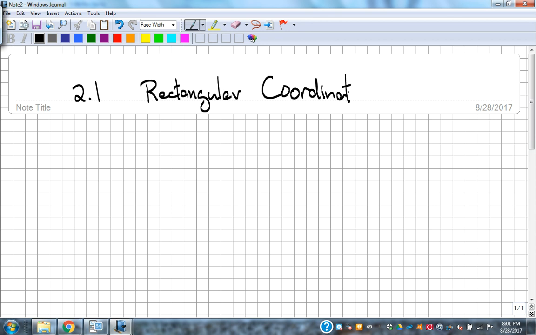Coordinates. Rectangular coordinates. You might have heard this called the Cartesian plane. The XY plane is all it is, really. So just draw yourself a grid here. You don't have to have the tick marks or anything on this first one. We're just drawing a coordinate plane.